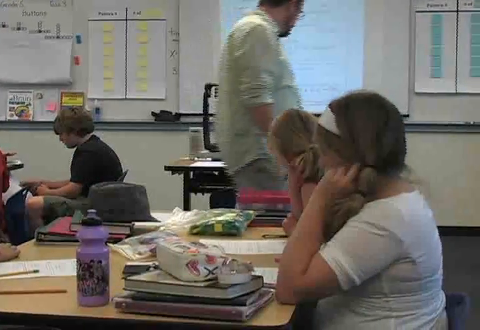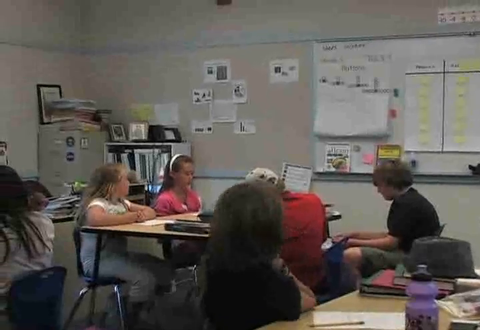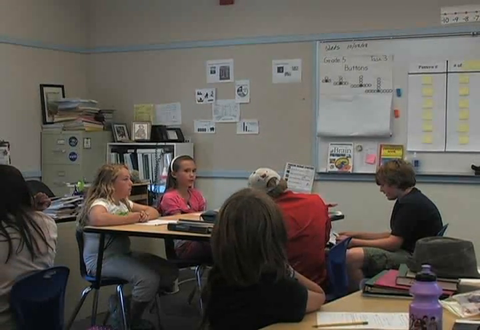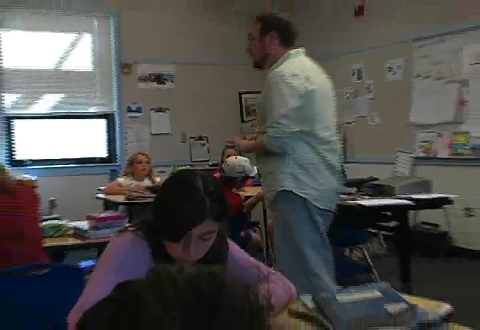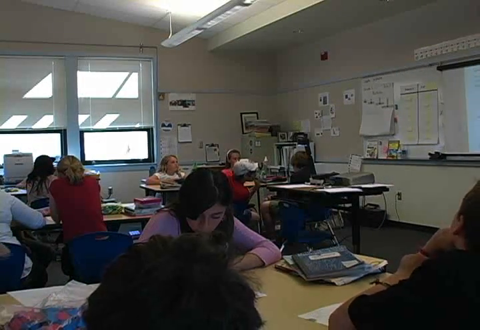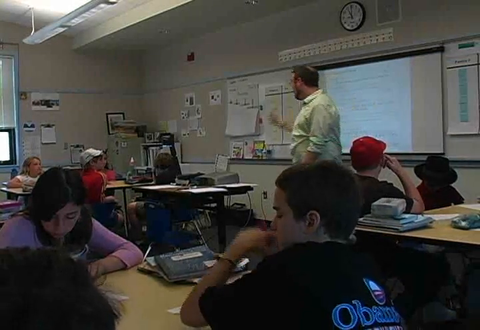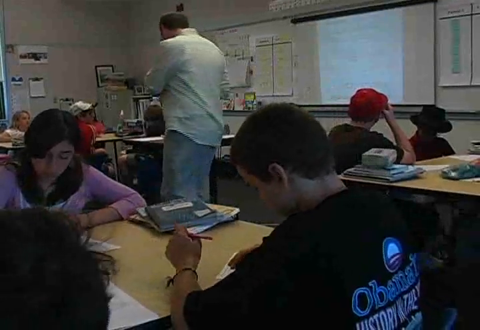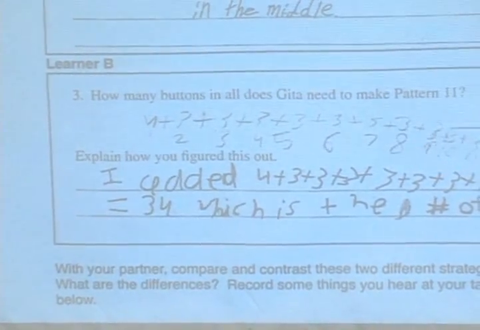Good. Kelsey, what did you hear at your table? I understand where you got like 3 11s, but I don't understand where you got 4 from. So that's my question. Where did you get 4? I would like to stop there, because I think Kelsey raises a really good question. I've heard 2 really good questions about learner B's strategy. One was, what are all these 3s? And Kelsey's question was, what about this 4? Where's the 4 coming from?